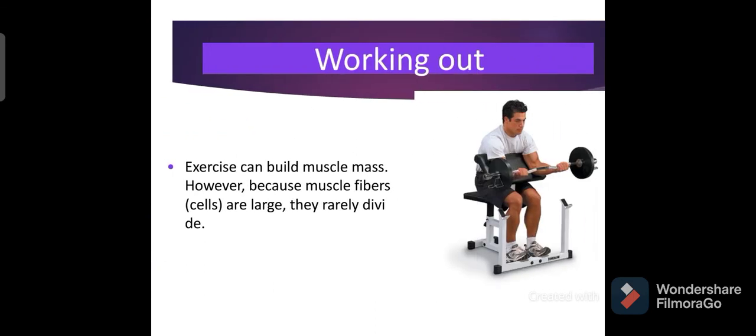Working out. Exercise can build muscle mass. However, because muscle fibers or cells are large, they rarely divide. To increase muscle power, muscles add more filaments inside of the fibers. This happens when muscles rest after exercise.